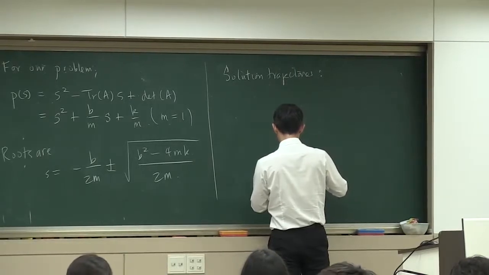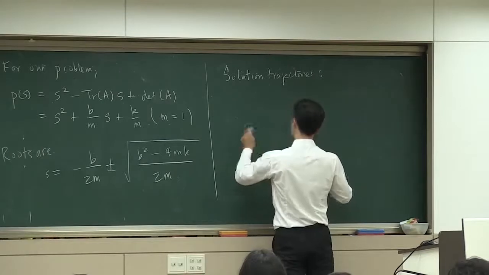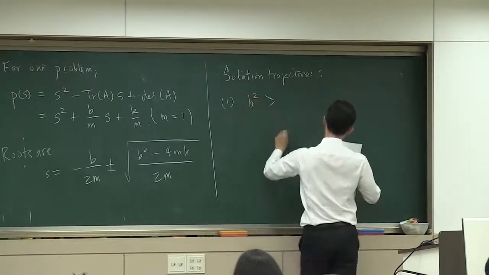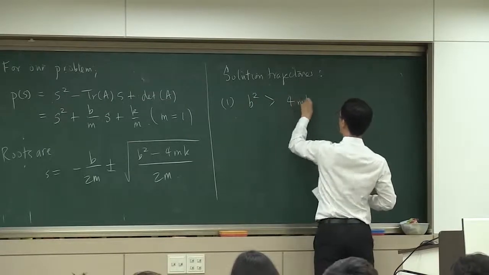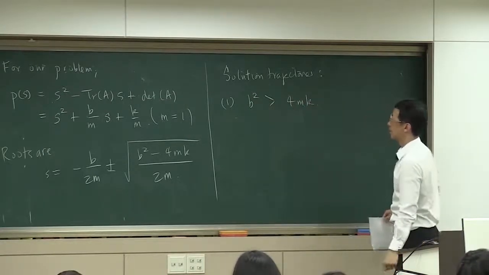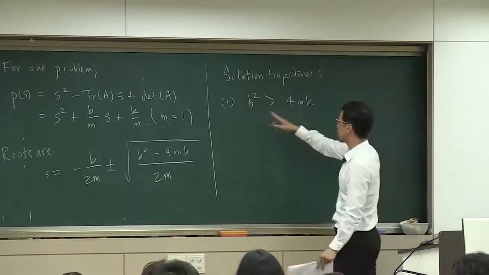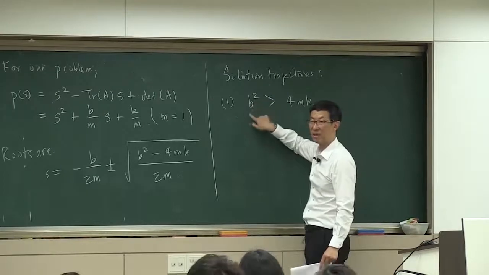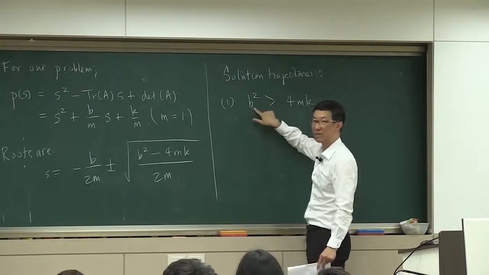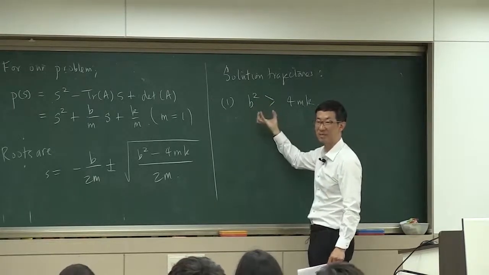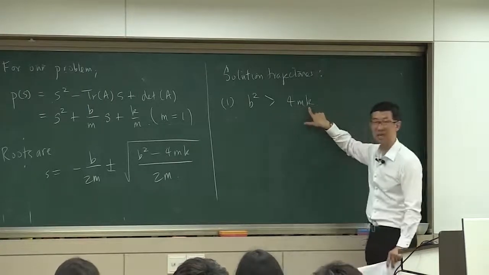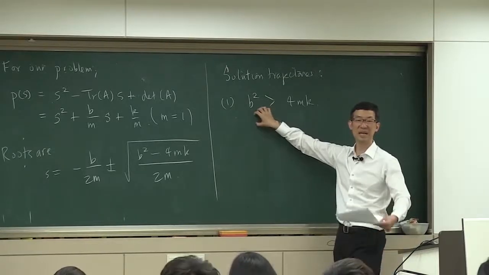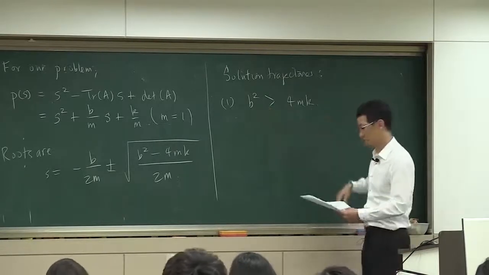Okay, so first case, in the case where b squared is greater than 4mk, think about what these terms mean. b was the friction, in front of the theta dot term, right? So this reflects the friction of the system. k is the spring constant. So that means the friction term dominates over the spring term.